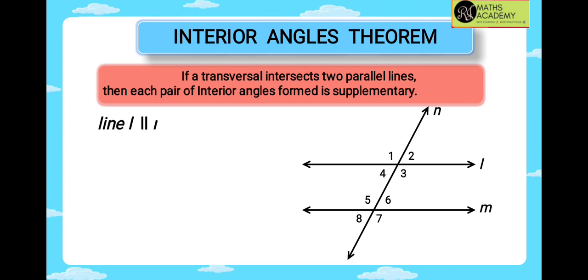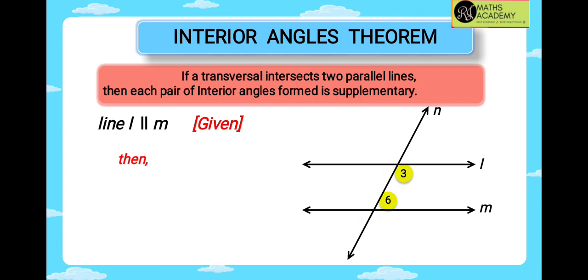First understand: here line L and line M are two parallel lines, and N is the transversal. Because of the transversal, angles are forming on both the left-hand side and the right-hand side. That is angles 1, 2, 3, 4, and on line M, angles 5, 6, 7, 8, four and four. A total of 8 angles are forming. So what is an interior angle?